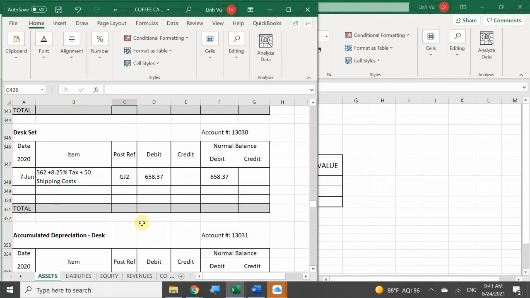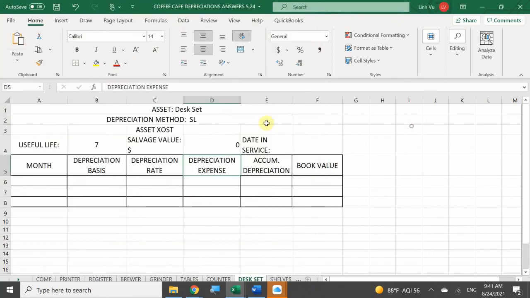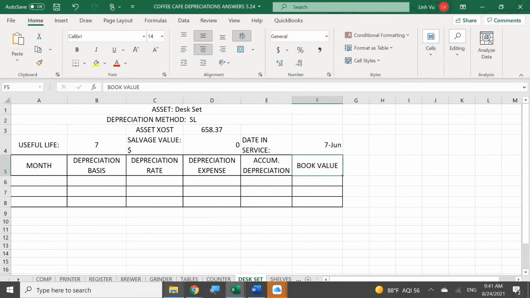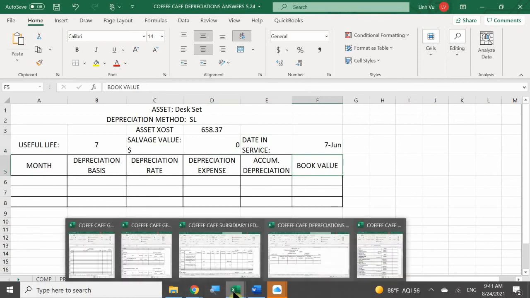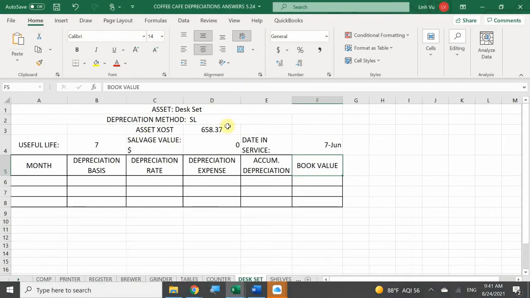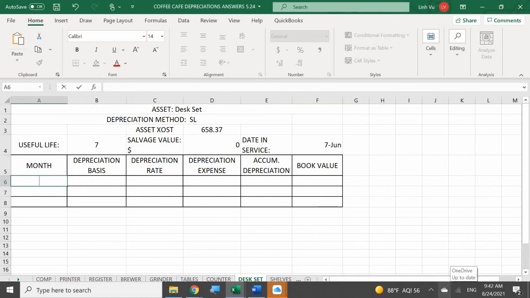When did we buy the desk and how much was it? June 7th for $658.37. 65837 for June 7. So then let's solve for the depreciation for the month of June here.